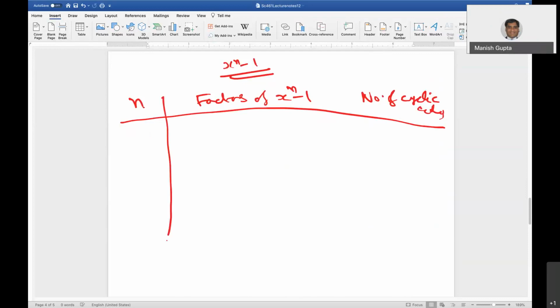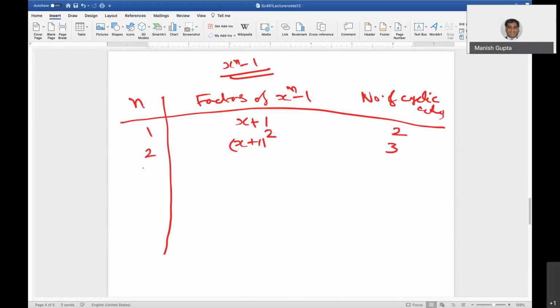Okay, so we have n is equal to 1. Polynomial is x raised to power n. I know x plus 1, which is x minus 1, same thing as x plus 1. And number of cyclic codes are 2. Okay, one generated by 1, another one will be x plus 1. If n is equal to 2, factors are x plus 1 whole square. Okay. Number of cyclic codes are 3.